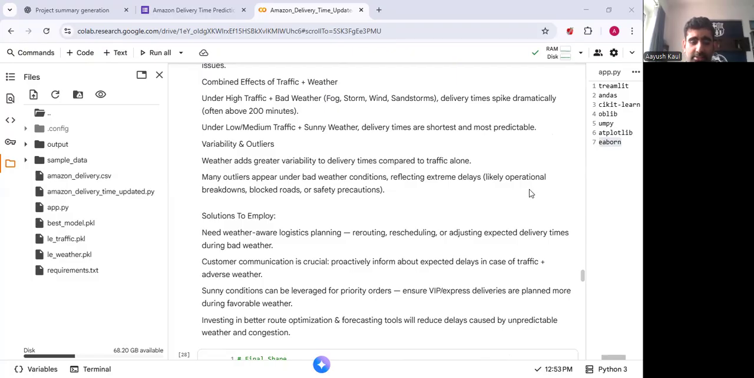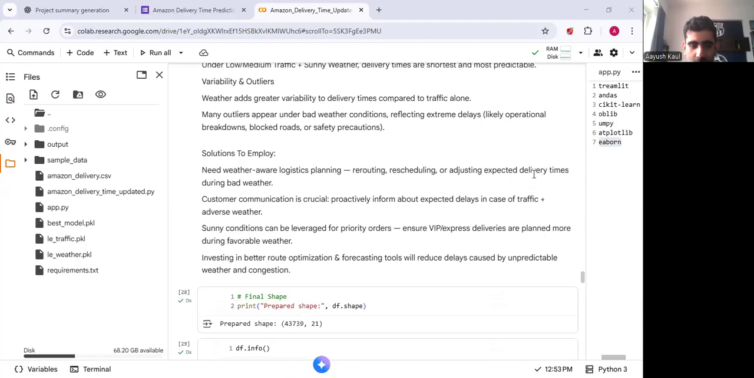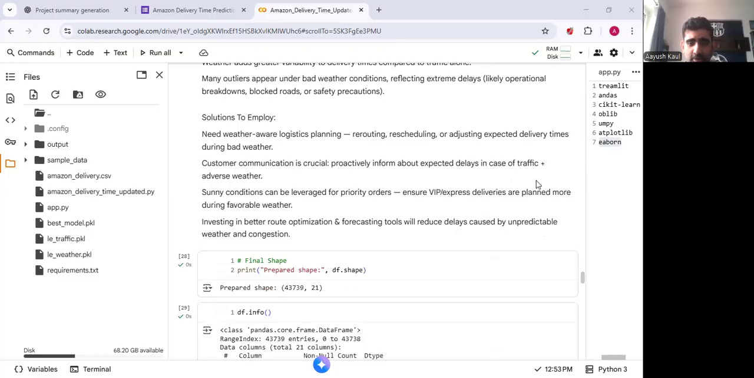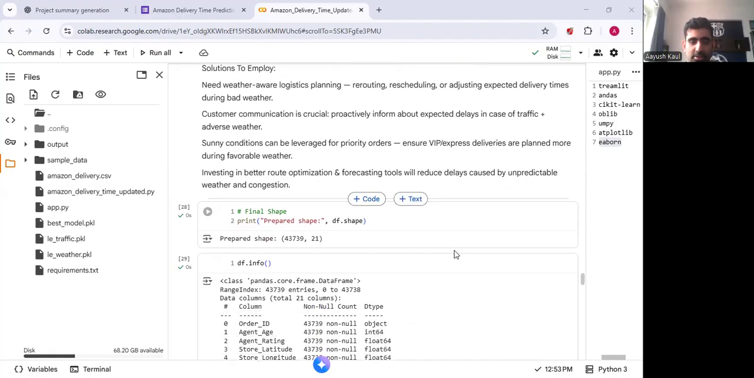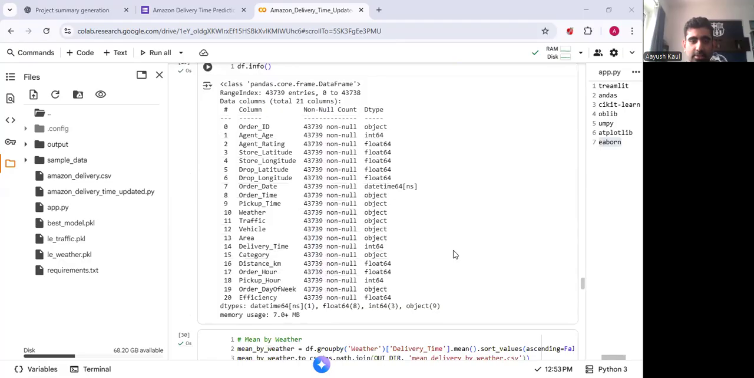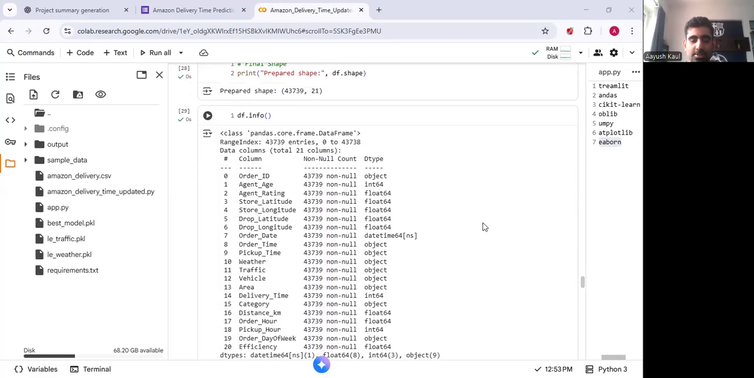And also during sunny conditions, we can leverage priority orders and ensure VIP or express deliveries during sunny weather, as they show the least delivery times. And it is easier for agents to deliver quicker in sunny weather. So we can invest in better route optimization and forecasting tools, which will reduce delays caused by unpredictable weather and congestion. So this is the final data shape, and this is the important information about the data after seeing all the EDA.